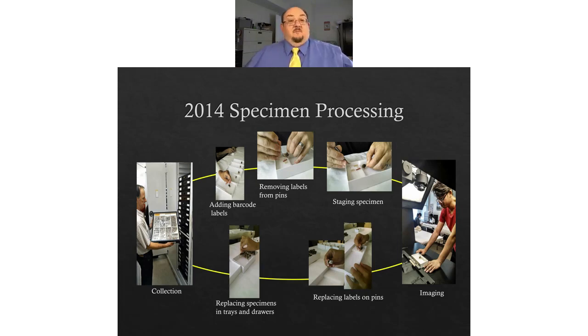So, all of this requires hands, right? Someone's got to be pulling the individual bees out. Someone's got to be removing the labels. Someone's got to be staging the specimens. Then the specimens actually get imaged. And then you got to put everything back. And of course, not everybody's going to be able to do all of those things very well. As a matter of fact, we don't want people who aren't familiar with entomological collections handling delicate specimens until they've had some training, right? We didn't have very much in the way of damage, so the team did a great job. There's no doubt about it.